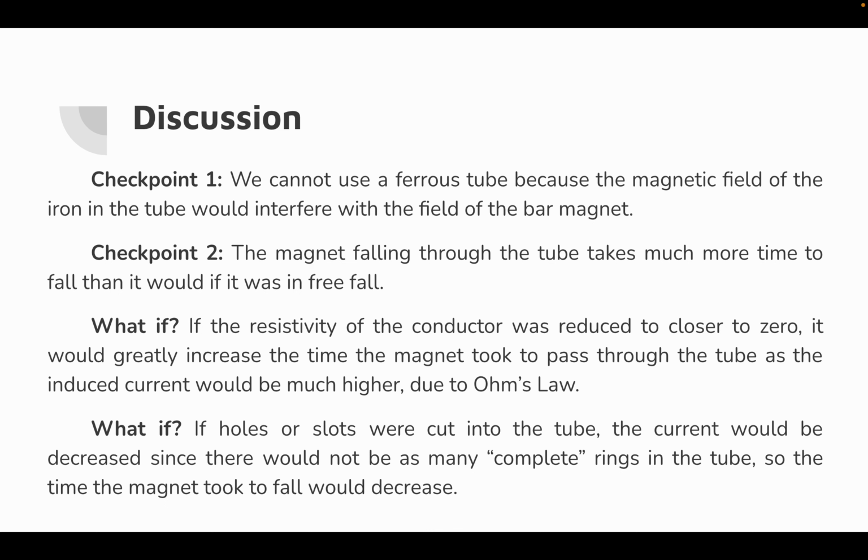So for the first what-if question, I said if the resistivity of the conductor was reduced to closer to 0, it would greatly increase the time the magnet took to pass through the tube, as the induced current would be much higher due to Ohm's law. And for the second what-if question, I said if holes or slots were cut into the tube, the current would be decreased since there would not be as many complete rings in the tube, so the time the magnet took to fall would decrease.